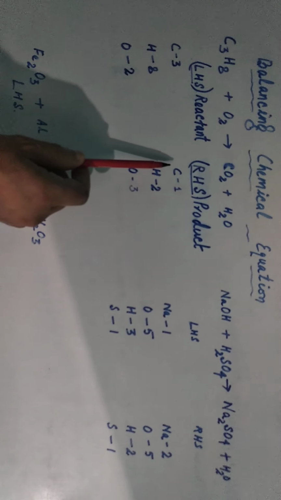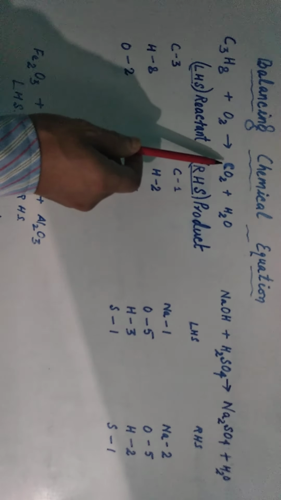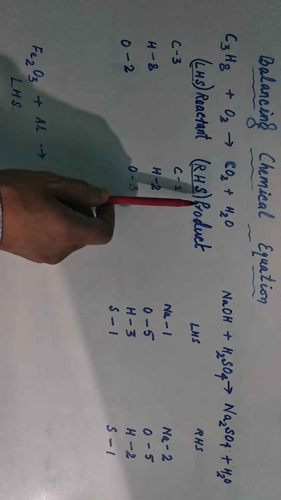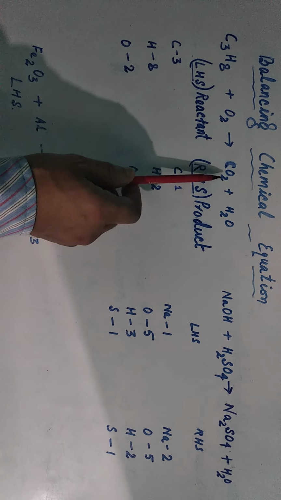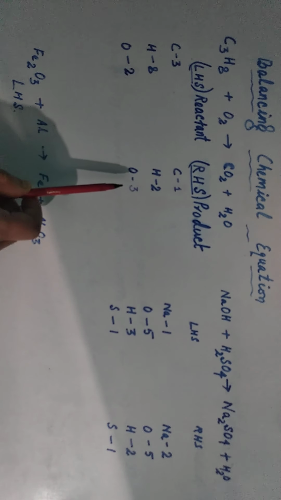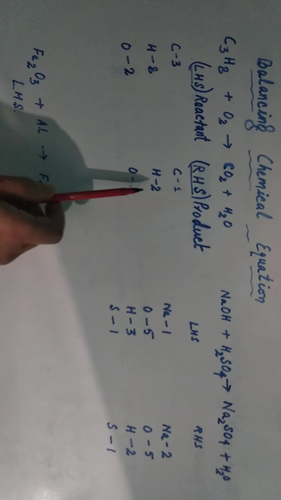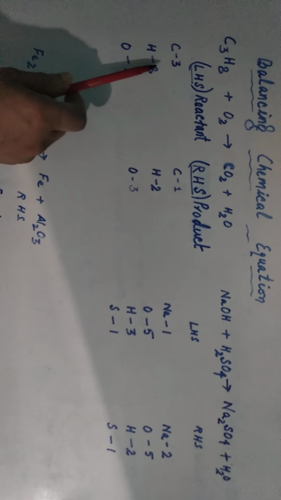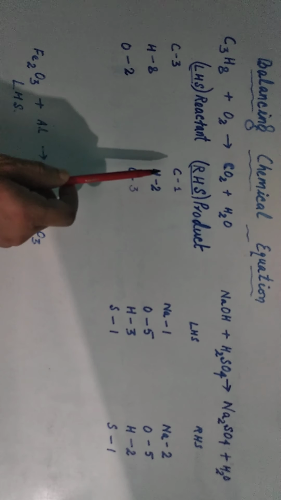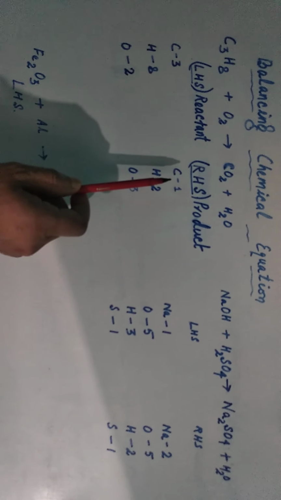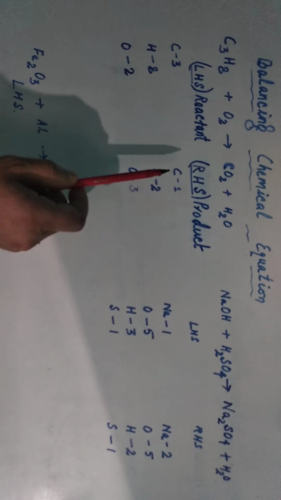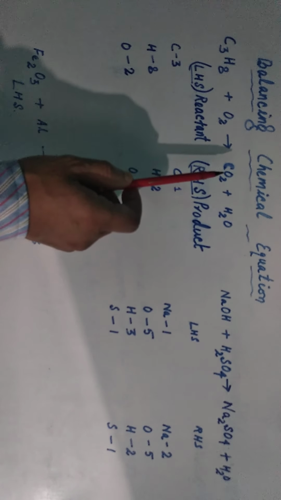Similarly, on the right hand side I have 1 atom of carbon, 2 atoms of hydrogen and 2 plus 1, that is 3 atoms of oxygen. Dear friends, we need to balance carbon first, because on the left hand side we have 3 atoms of carbon and on the right we have only 1 atom of carbon. So friends, in order to balance this equation, we need to multiply this carbon molecule with 3.